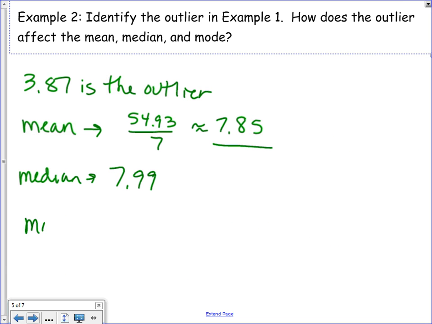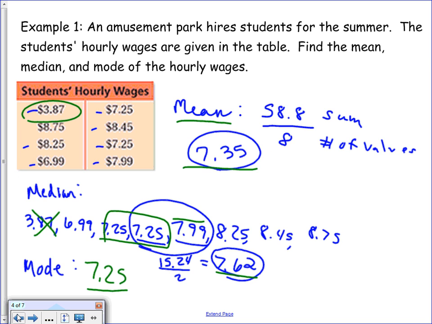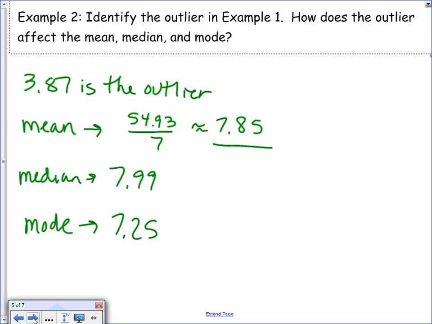Okay, and the mode, getting rid of the 387 still didn't get rid of the 725, so the mode is still 725. Okay. Now, the mean, what happened? It changed from 7.35 to 7.85. So this is the new, this is the old.